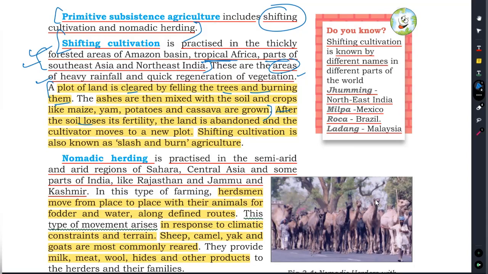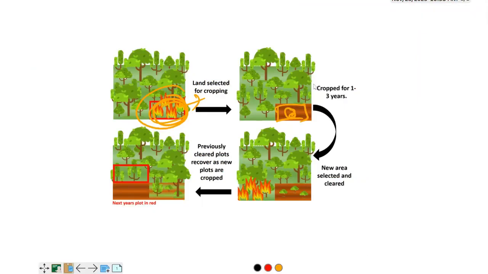After you grow a few crops, the soil loses its fertility, then that land is abandoned, left like that, and the cultivators move to a new plot. Shifting cultivation is also known as slash and burn agriculture. Why? Here a plot of land is slashed and burnt first, then used. After this plot loses its fertility, they move to a new piece of land. That is why it is also known as slash and burn cultivation, also known as shifting cultivation.